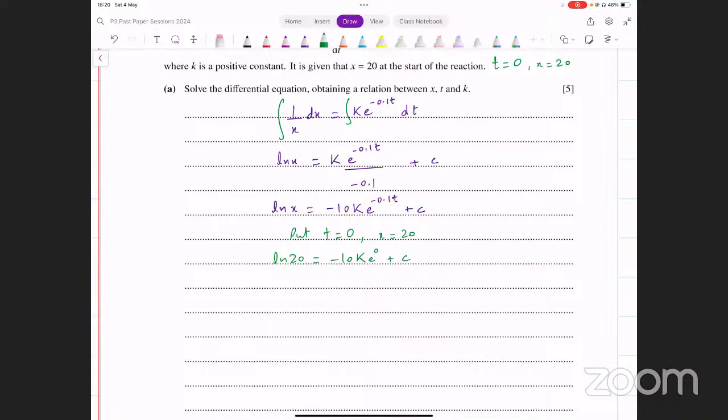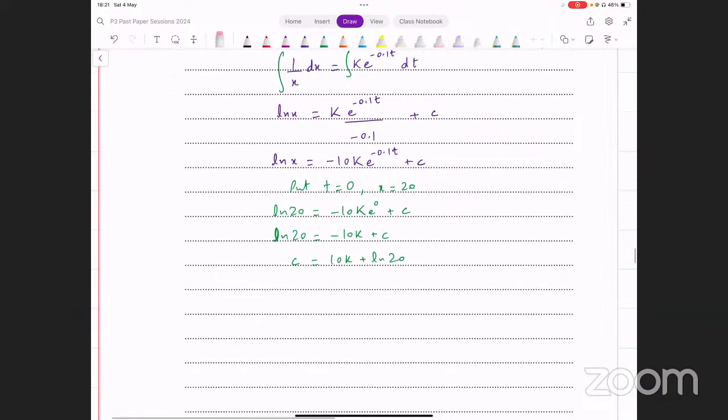Okay. Now remember, you want your final answer in terms of k, so you can't find the value of k. c is also going to be in terms of k, and that's all right. Let's simplify this. It becomes ln 20 equals minus 10k plus c, and the value of c turns out to be 10k plus ln of 20. You should not be using decimals in the equation, so you will leave this in exact form like this, ln 20, and that's all right.